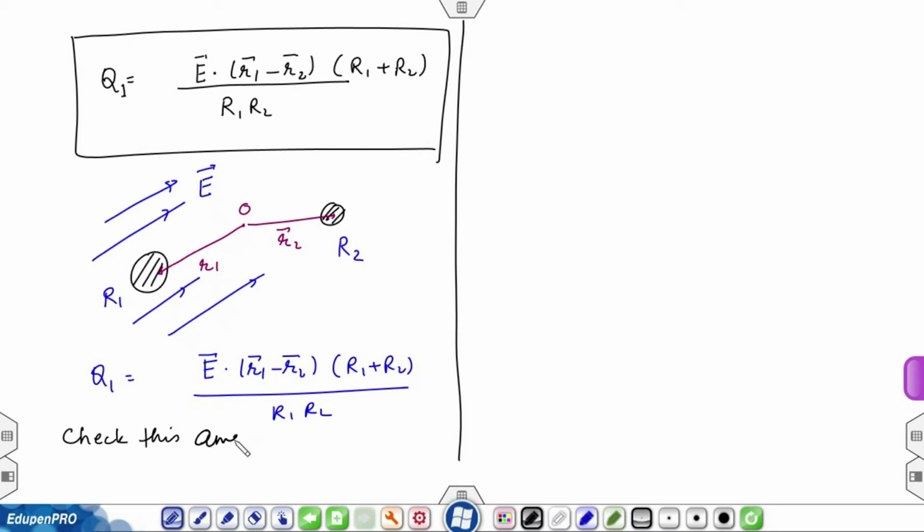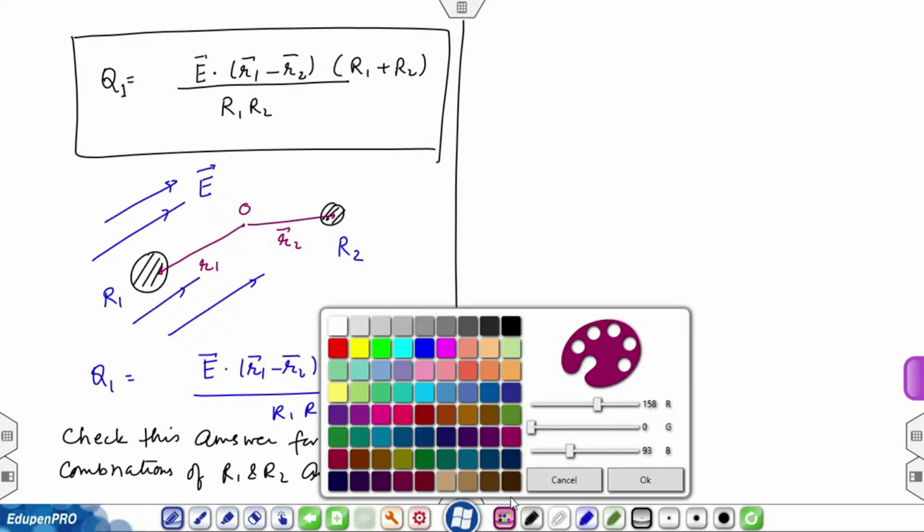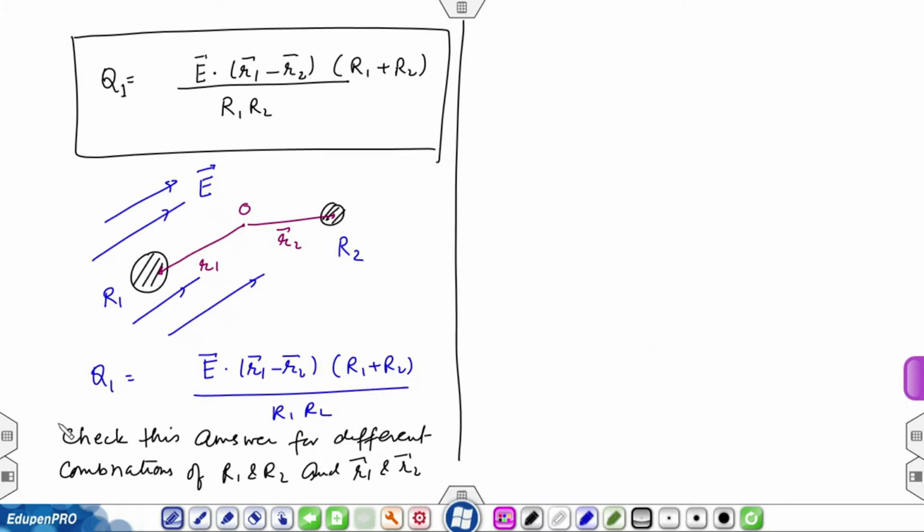So, what I would like you to do is check this answer for different combinations of R1 and R2, keeping in mind that the distance between the spheres is kept very large. So, this is one example where I have shown you how I can exploit the equipotential nature of a sphere, and also that the charge resides on the surface of this sphere.